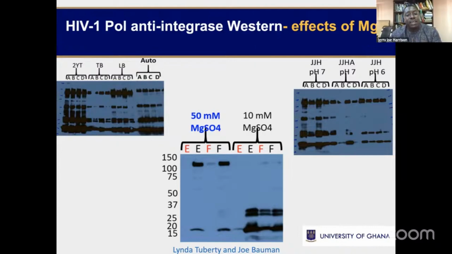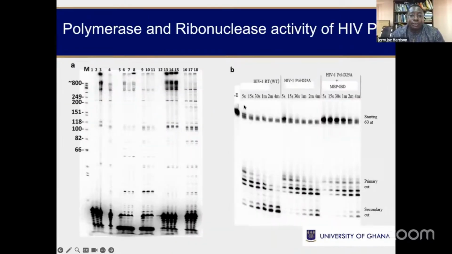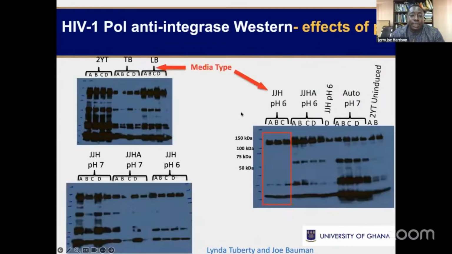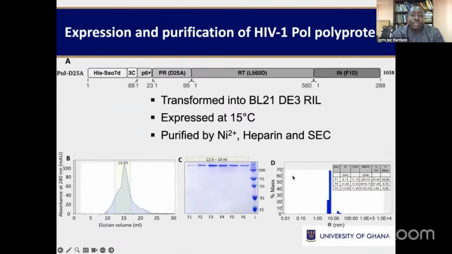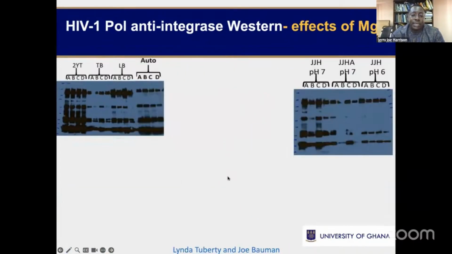Was it really the magnesium or the pH or both that are responsible for that? This clearly told her that the magnesium and the pH actually have a similar effect, and so combining the two makes it even better. That is why in the media that I put here, I put the magnesium at 50 and the pH at 6. This is what we use for the expression that we did subsequently.